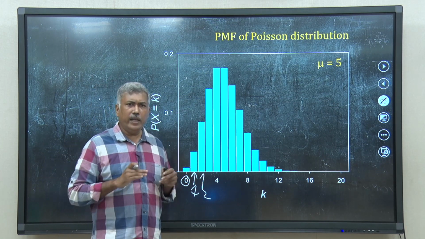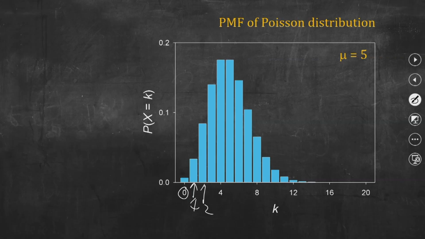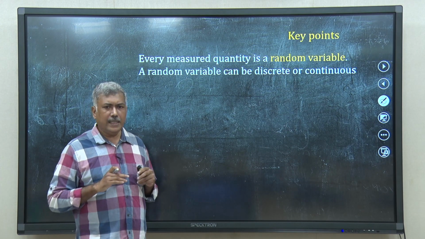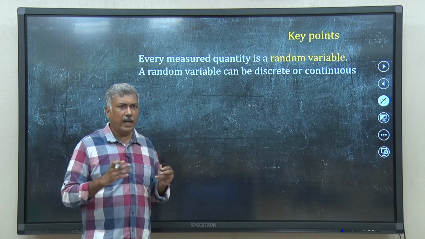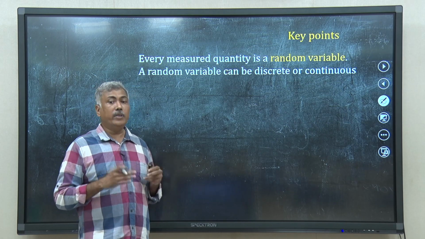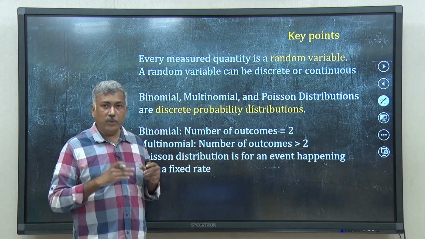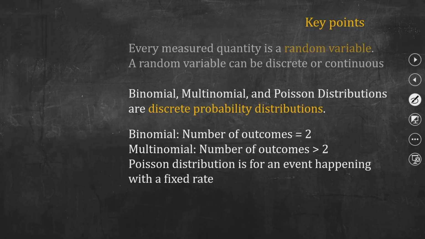So, with this we will end our lecture today. In this lecture we have learned about 3 very common discrete probability distributions. What we have learned here is that every measurement that we do, every data that we collect is a random variable, and a random variable can be discrete or continuous. Now, in this lecture we have discussed binomial, multinomial and Poisson distribution. All these 3 are discrete probability distributions.